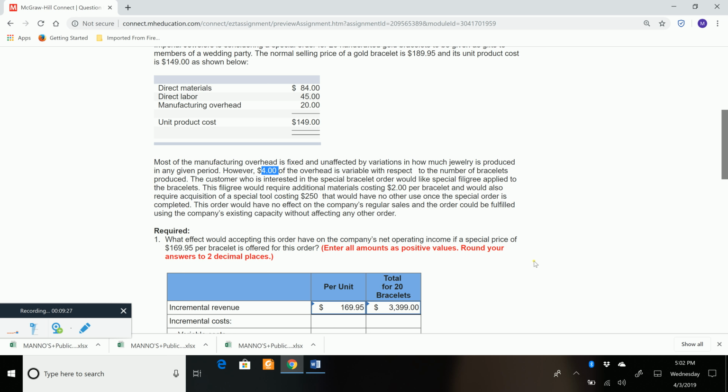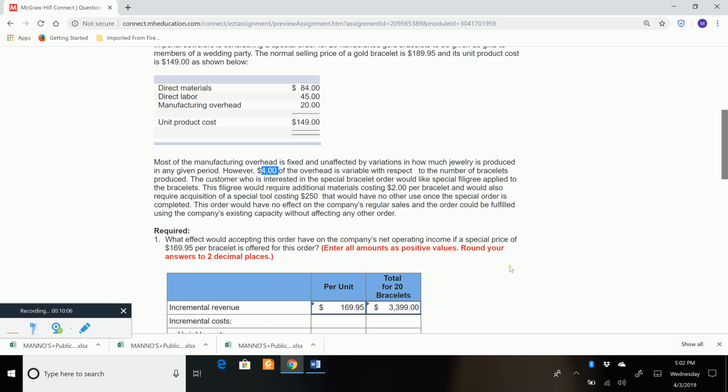The customer who's interested in the special bracelet order would like special filigree applied to the bracelets. This filigree would require additional materials costing $2 per bracelet and would also require acquisition of a special tool costing $250 that would have no other use once the special order is completed. This order would have no effect on the company's regular sales, meaning there's capacity in the warehouse to accept this order should we go forward with it. The order could be fulfilled using the company's existing capacity without affecting any other order.